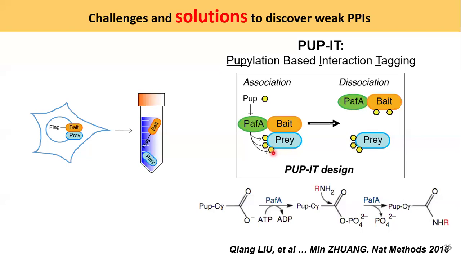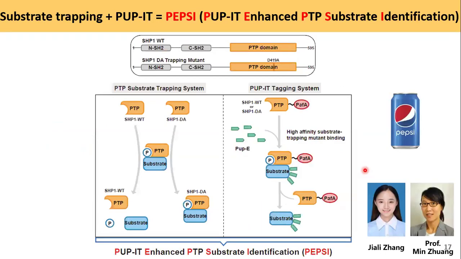We can do some biochemical modification on the Pup, like biotin labeling, so all the labeled proteins can be enriched by streptavidin beads. Then we can perform mass spec to systematically provide the whole spectrum of substrates. So the rest is very straightforward. We combine the substrate trapping system with the PUP-IT tagging system. We focus on the wild type and the substrate trapping mutant of the phosphatase, and anything stickier to the trapping mutant will be considered a potential substrate. We call it PEPSI, the PUP-IT enhanced PTP substrate identification system.